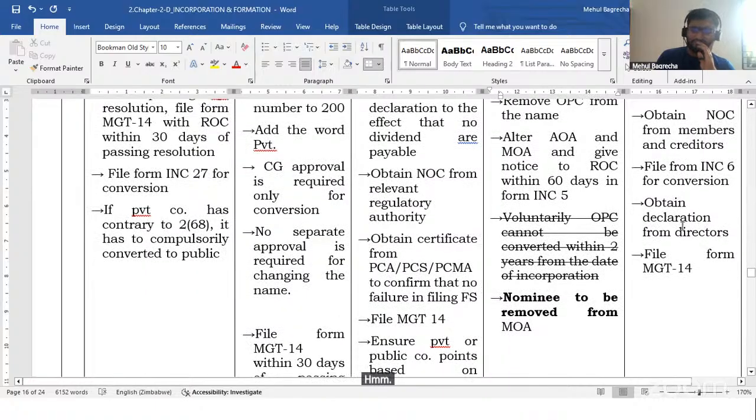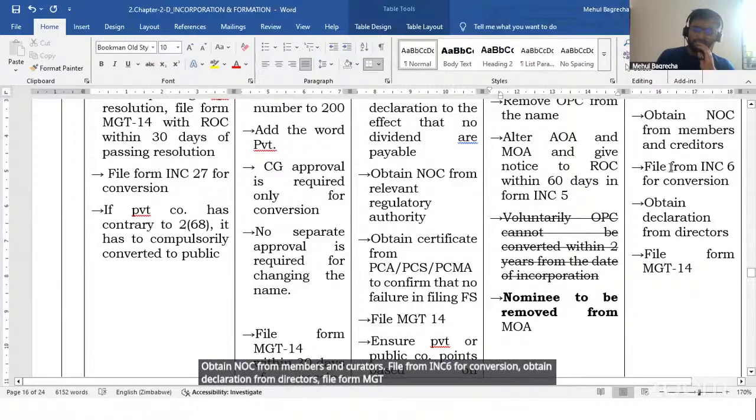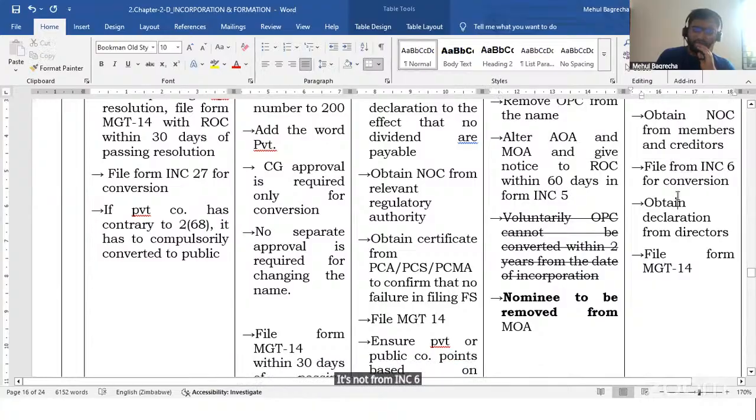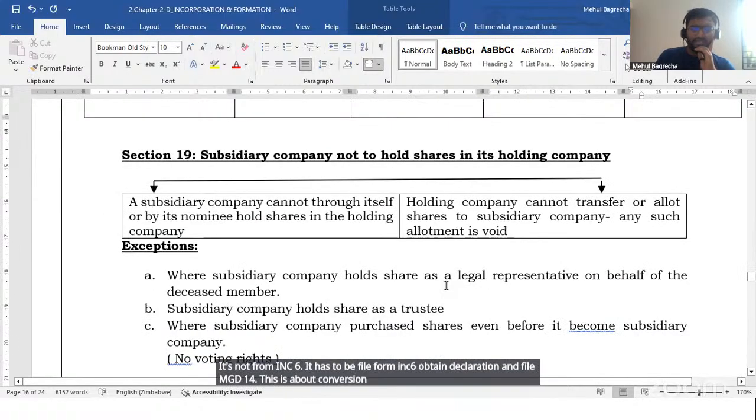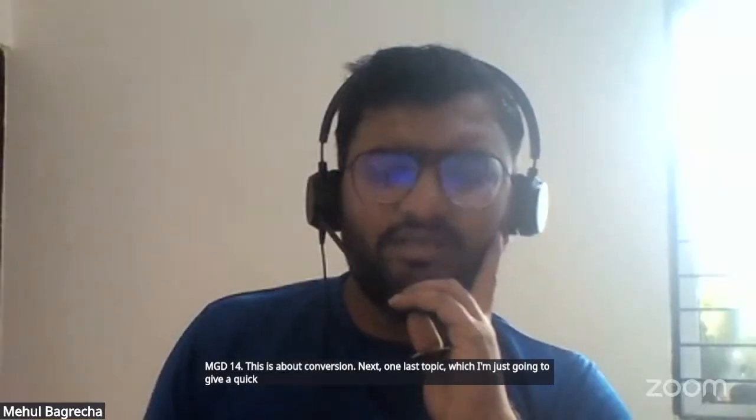Next. File Form INC 6 for conversion. Obtain declaration from directors. File Form MGT 14. It's not Form INC 6 for that; INC 6 has to be filed for conversion. Obtain declaration and file MGT 14. This is about conversion. Next, one last topic, which I'm just going to give a quick passing reference.